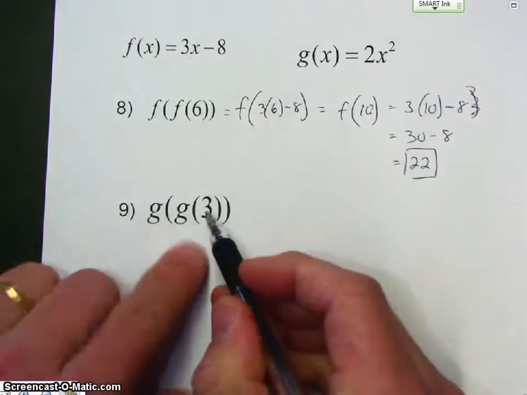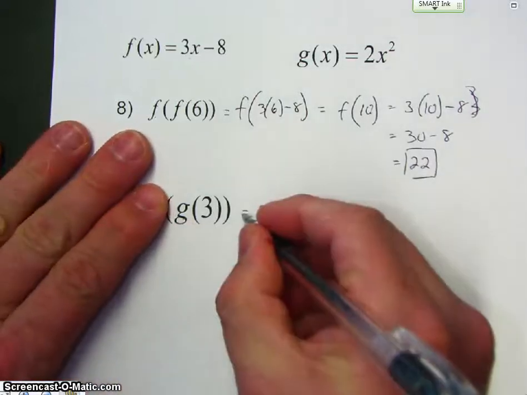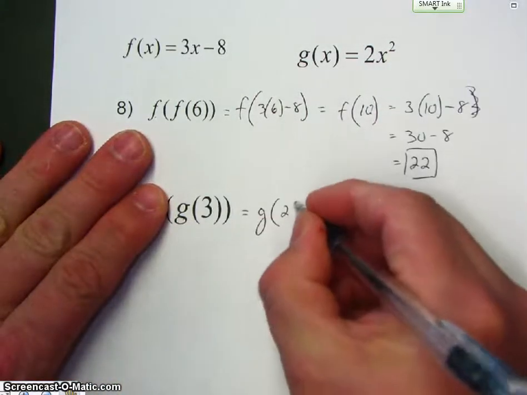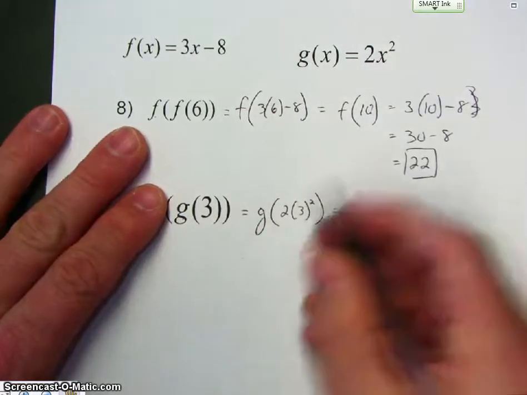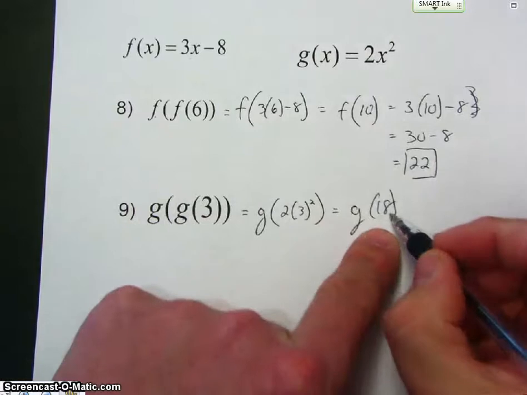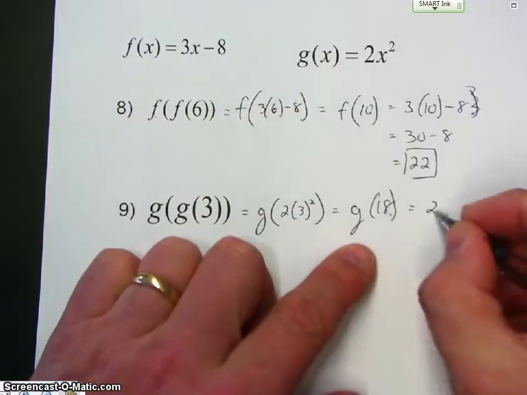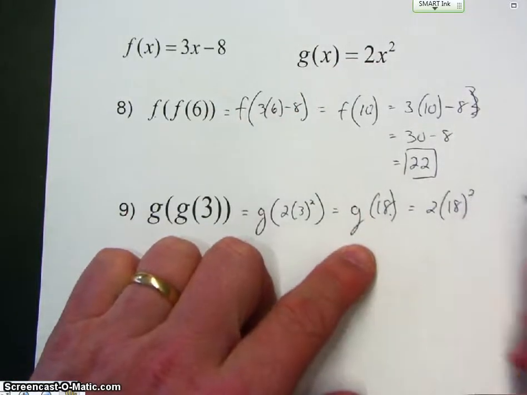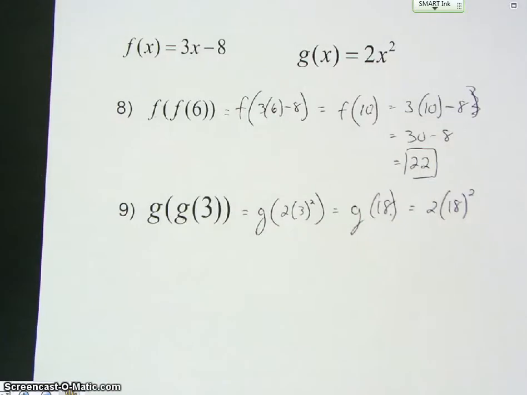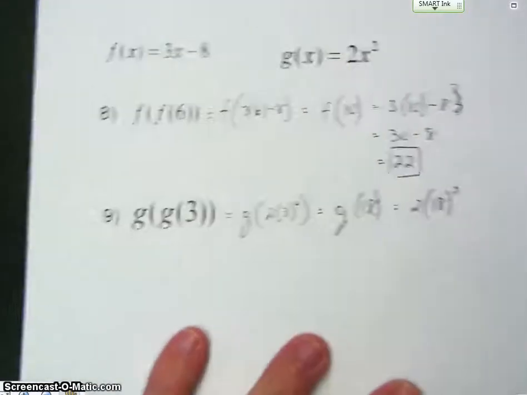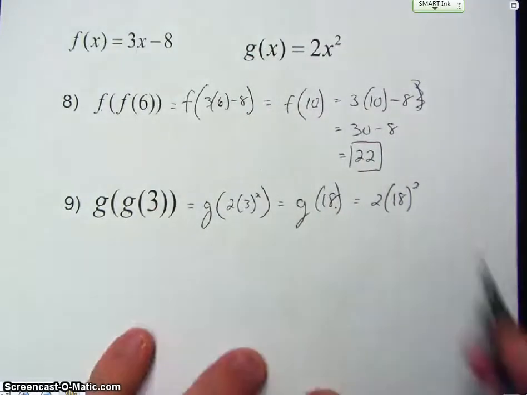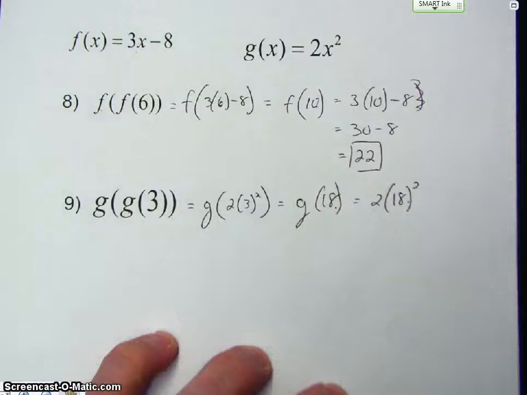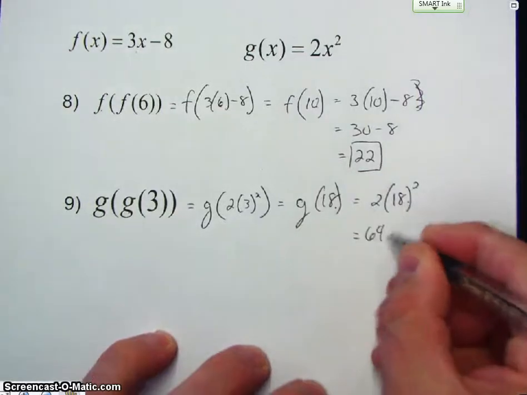For number 9, we're going to plug 3 into g first. So we've got 2 times 3 squared. So that's 9 times 2, which is 18. And we're going to take that and plug it back into g again. So it'll be 2 times 18 squared. I had to go get my calculator. So 18 squared is 324, times 2 gives me 648.